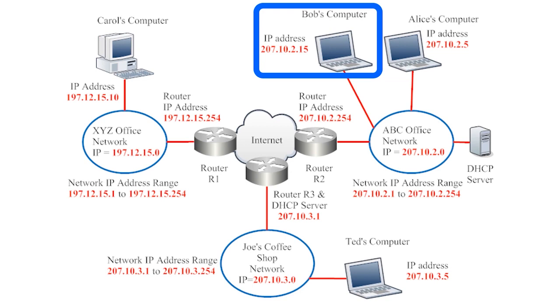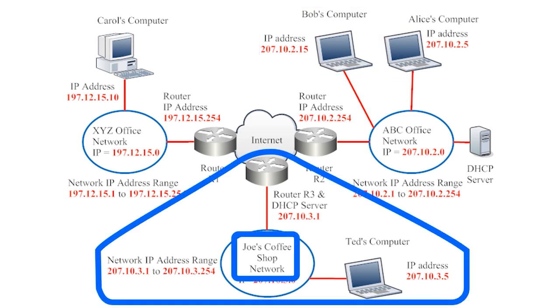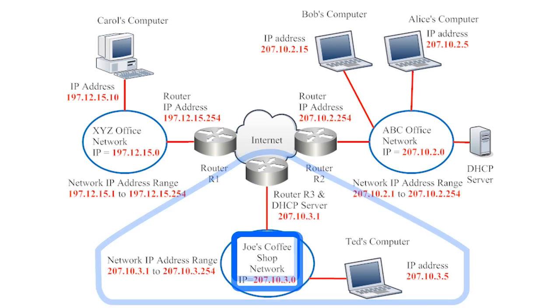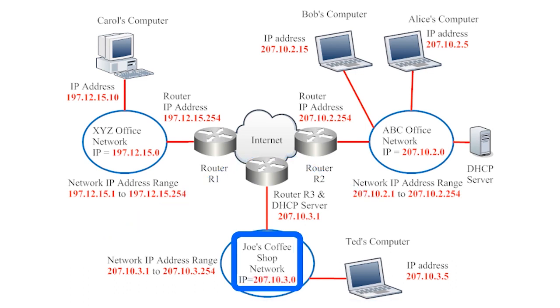Thousands of different devices could connect to the ABC network, and as long as they don't all try to connect at the same time, the DHCP server can assign them all an IP address on the network. Let's look down at the bottom of this illustration to see one more network configuration that also uses dynamic IP address assignments. Joe's Coffee Shop network is at IP address 207.10.3.0. This means that devices connected to it can take the IP addresses beginning with those three numbers and ending with a number between 1 and 254.